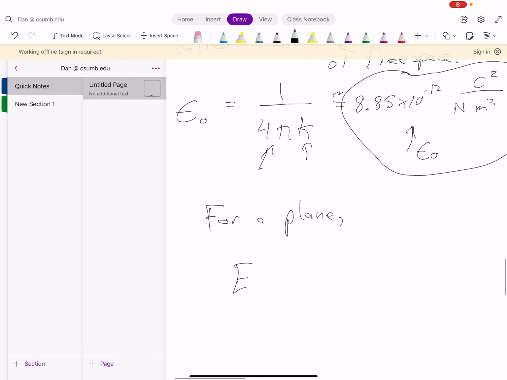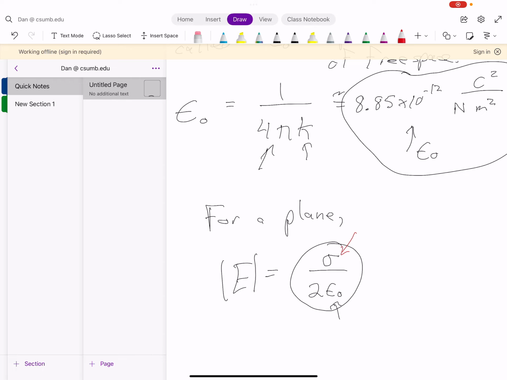Electric field. And I'll go with the magnitude right now. We'll talk about the direction in a moment. But for a plane of charge, the strength of the electric field is equal to, that simple, sigma over 2 epsilon 0. Now, you know what epsilon 0 is because I just explained it to you. But you don't know yet what sigma is.